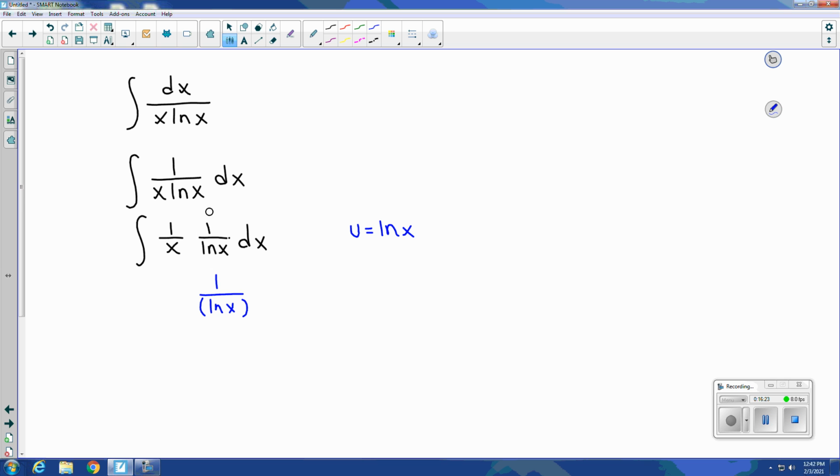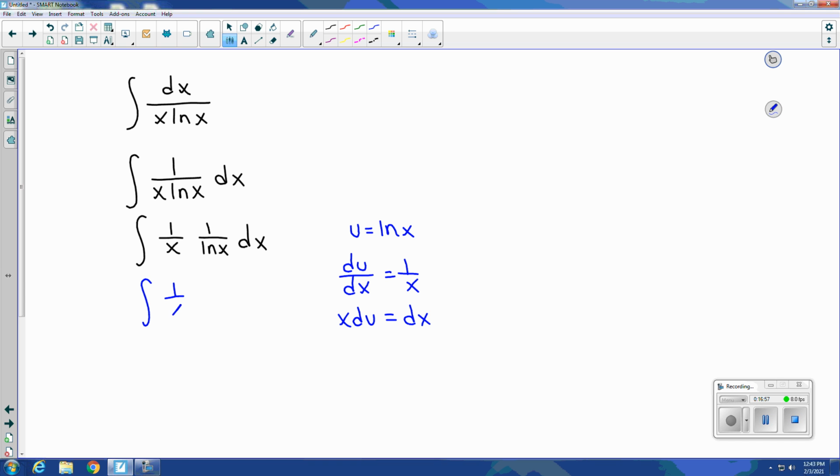Now, if you didn't recognize the composition, no worries, because the other technique I told you to look out for is I could set u equal to the piece that represents the antiderivative of the other part. So the antiderivative of 1 over x is ln x. So I'm setting u equal to that piece that looks to be the antiderivative of the other one. Now, when we differentiate the u function, we get 1 over x. And when we solve for dx, we get x du.